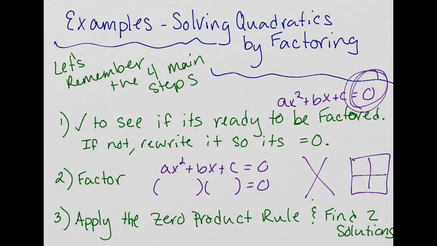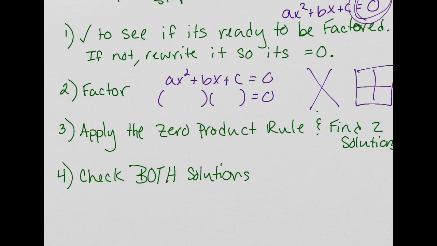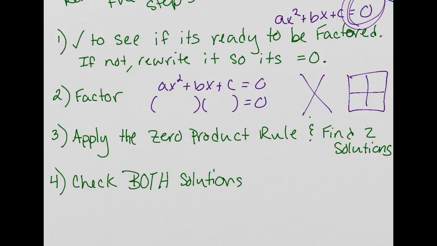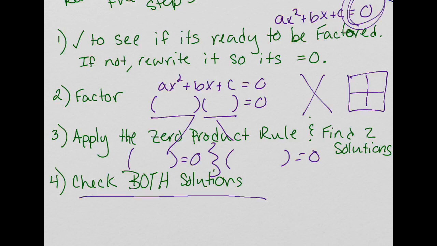Then we're going to apply the zero product rule and find the two solutions. And the zero product rule says if I have two factors multiplying and equaling 0, then I can split those factors and set each one equal to 0 and solve each one individually. Once I have my two solutions, I'm going to check both solutions by substituting them into the original equation.